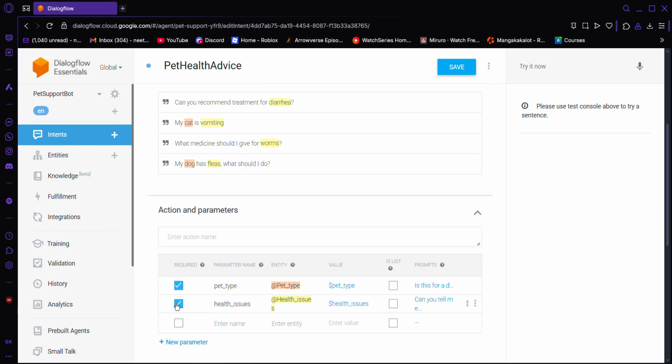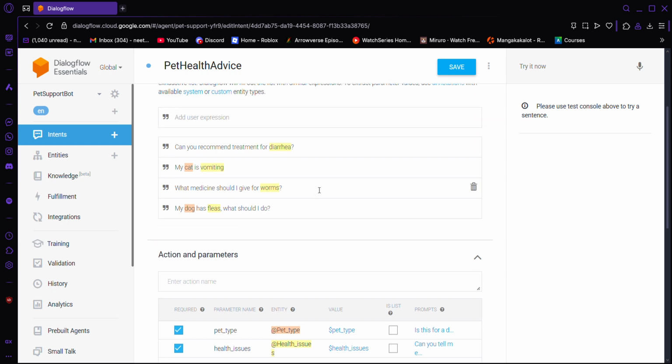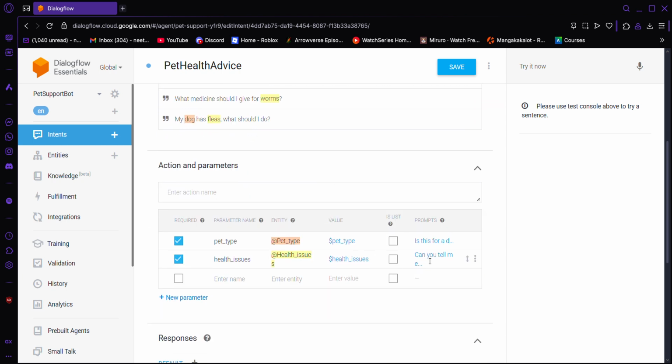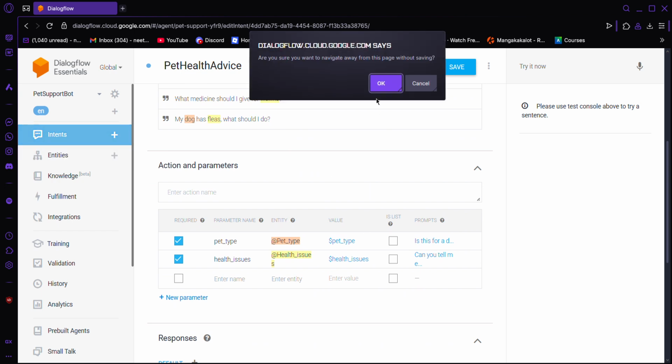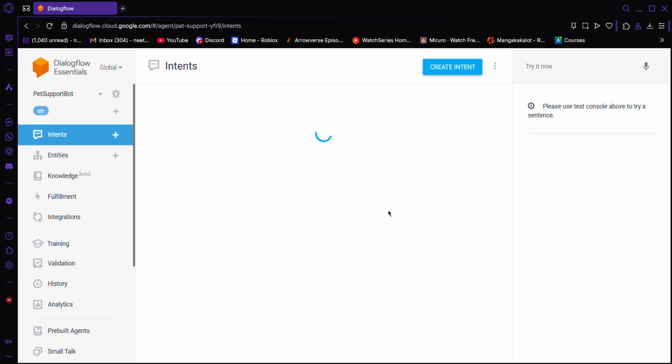And the two required entities that I've made to be identifiable are the pet type and health issues entities, so that those are the main ones used in this conversation. And you have to give a prompt to help the AI flow the conversation better so that it doesn't get stuck in a single position. The next intent is the pet grooming advice.